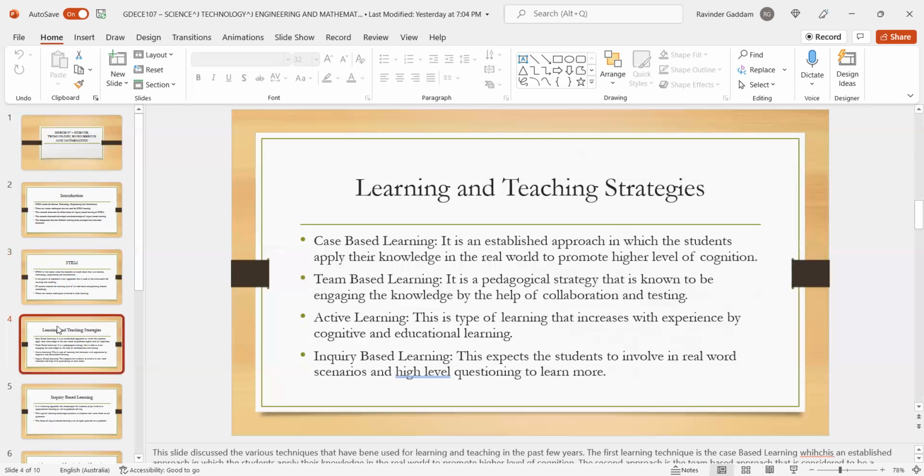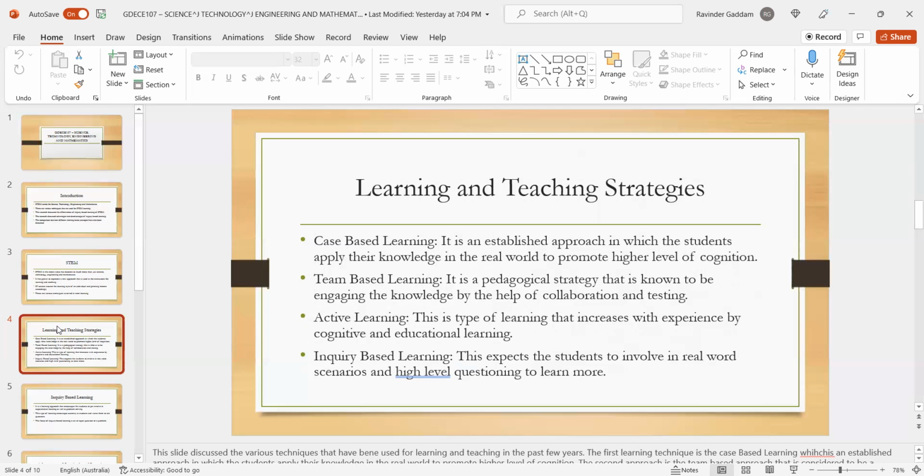And some learning and teaching strategies. There are four teaching strategies: case-based learning, team-based learning, active learning, and inquiry-based learning. What is case-based learning? It is an established approach in which students apply their knowledge in the real world to promote a higher level of cognition, where children learn to solve problems. Moreover, it is really helpful in small group sessions.